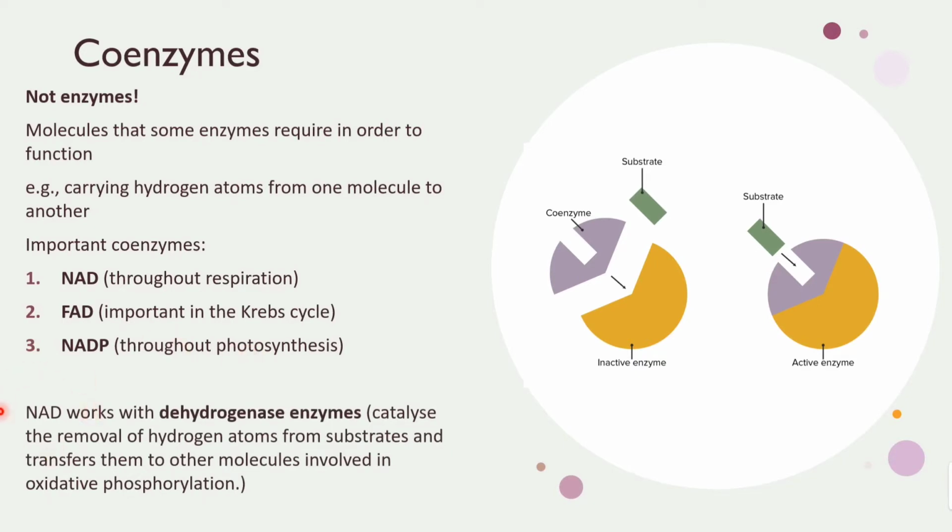NAD, which we'll be looking at in more detail today in the glycolysis process, works with dehydrogenase enzymes. Dehydrogenase enzymes are enzymes that catalyze the removal of hydrogen atoms from substrates. They transfer them to other molecules involved in oxidative phosphorylation, which is the last stage of respiration, so we'll be looking at that later. NAD is important because it works with these dehydrogenase enzymes to remove hydrogen atoms in order to use in later stages of respiration.